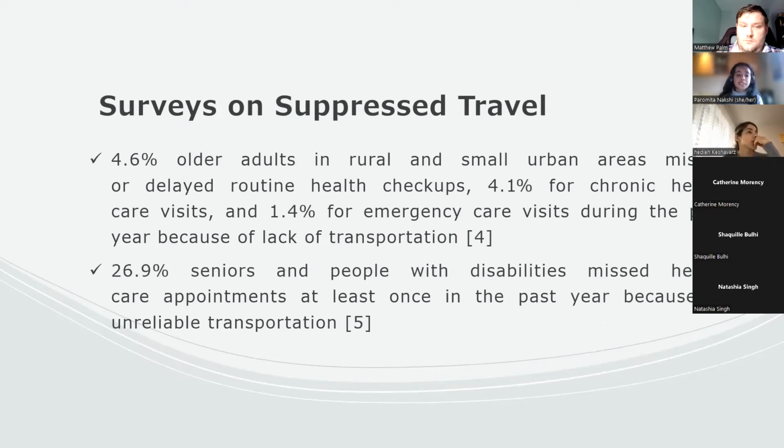And 4.6% of older adults in rural and small urban areas missed or delayed routine healthcare checkups. And also, some people had to miss their emergency care visits during the past year because of a lack of transportation. And more than 1/4 of seniors and people with disabilities missed healthcare appointments at least once in the past year because of unreliable transportation. So these are some of the noticeable findings from different studies, although we cannot really compare all those data on one scale because they focused on different time frames, were conducted in different countries, or focused on different population groups.